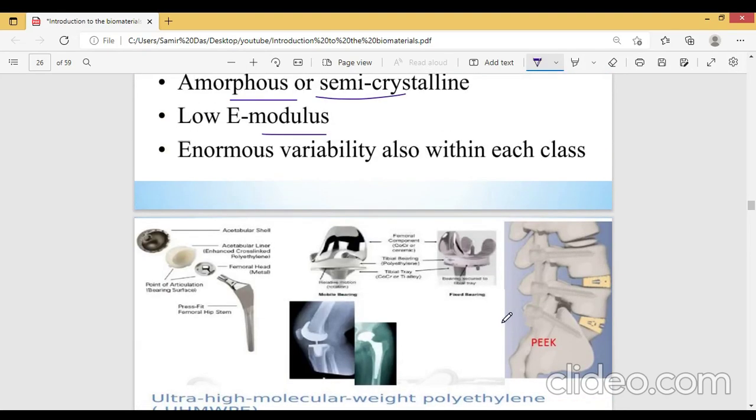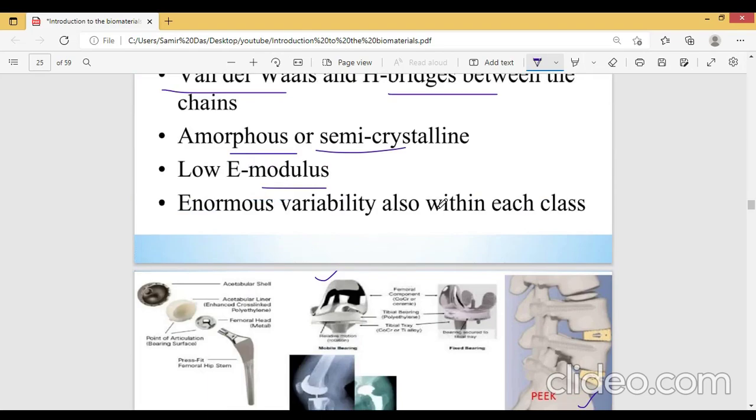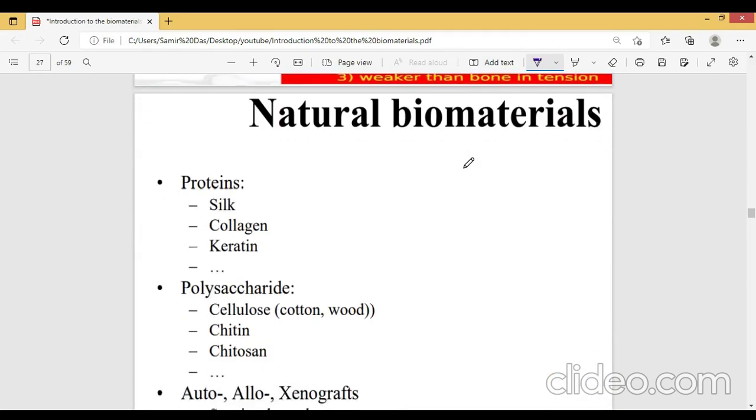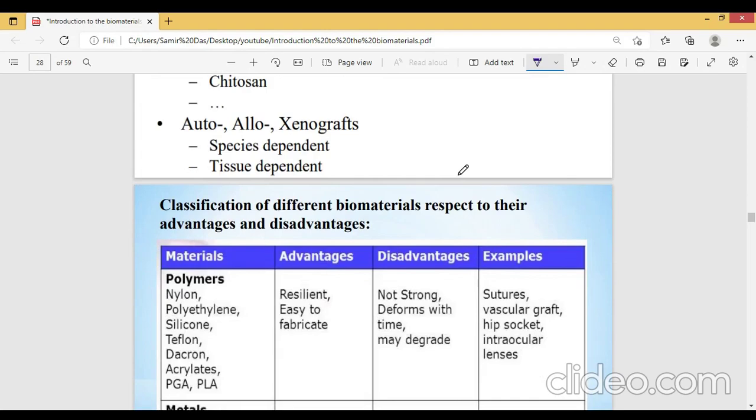Even the polymer based biomaterials are highly used today, in case of hip joint, knee joint, and spinal joint as well. Those biomaterials are also used from an aesthetic point of view. So this is the broad classification of the biomaterials.